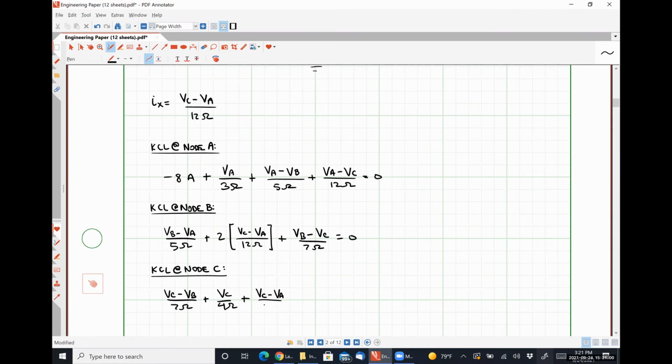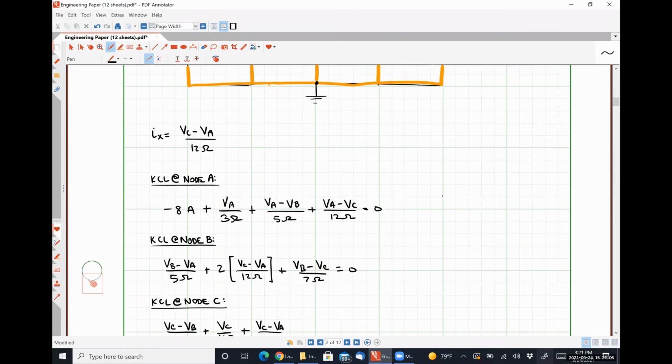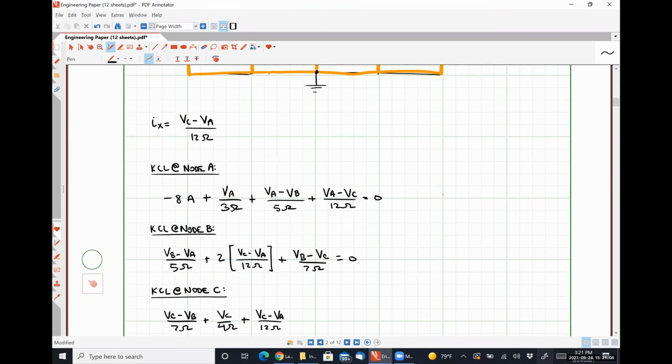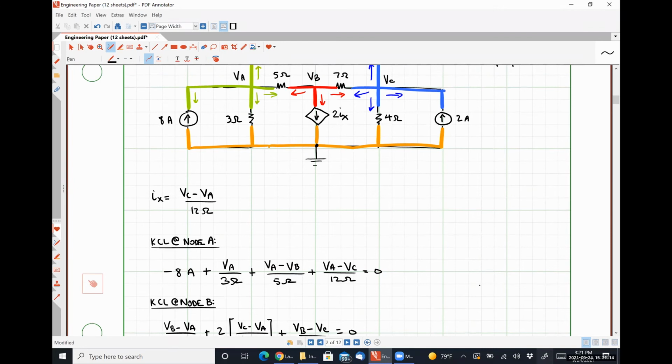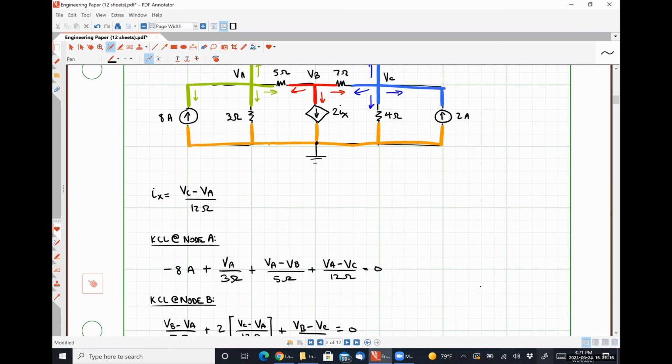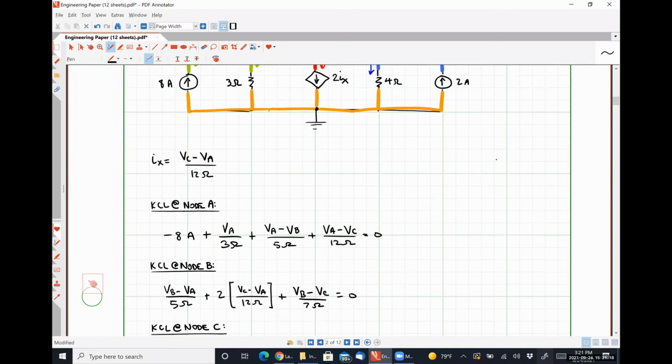I'm running out of people whose names I know. I apologize to the rest of you, so I'm just going to start pointing at people in a moment. Let's see. Jacob, what is the current flowing to the right? Negative 2 amps.